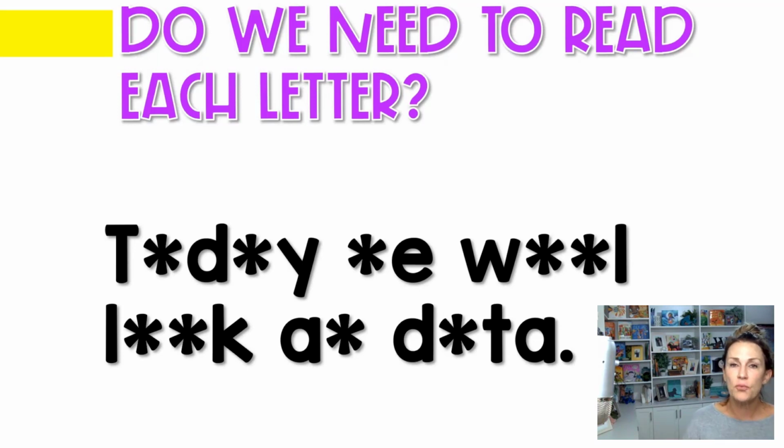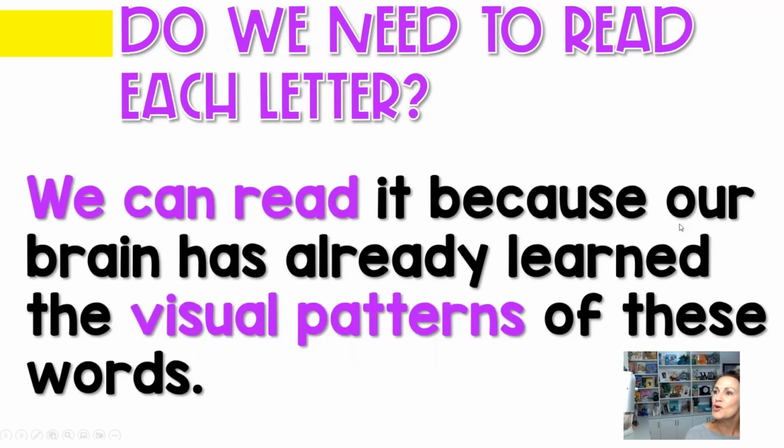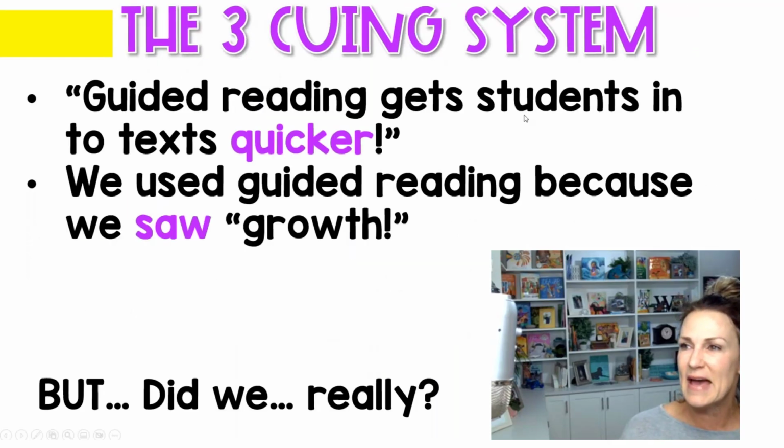And you're able to read that, even though you don't need to see each of those letters, because our brain has already learned the visual patterns of these words. So we as adults can read it because we have already orthographically mapped those visual patterns. But a student who has not mapped those visual patterns would really suffer from just guessing.